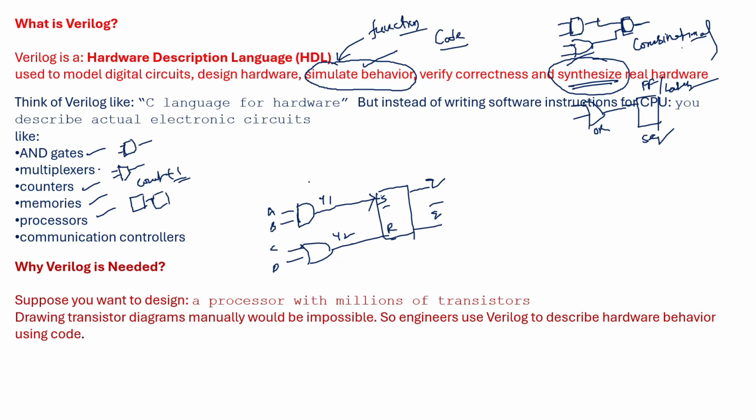For this we need millions of transistors. If you want to design a processor, we need millions of transistors. But drawing the transistors like this: if we are doing the AND gate, what is the output? A into B is the output. For that we need two transistors, with NMOS connected in series and PMOS connected in parallel.